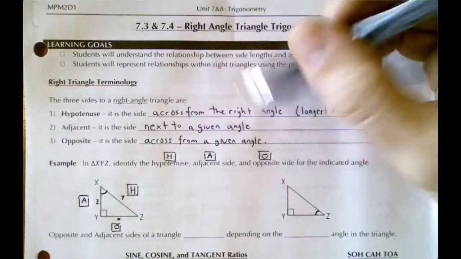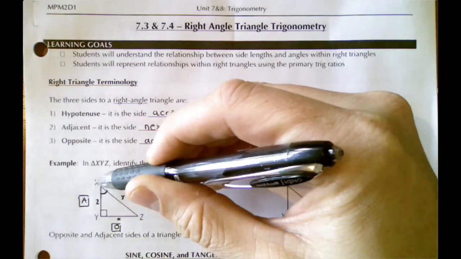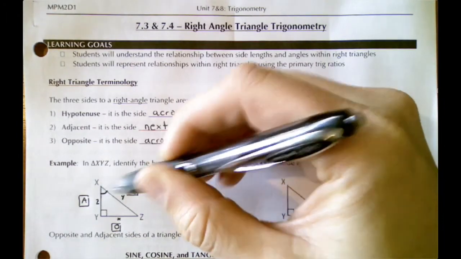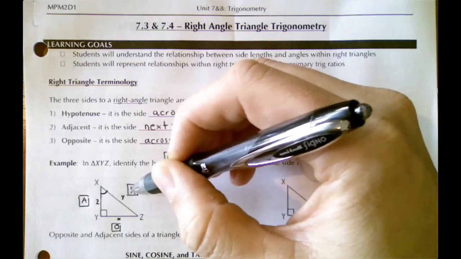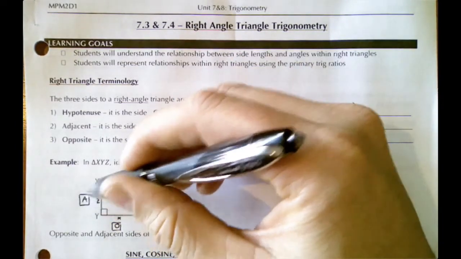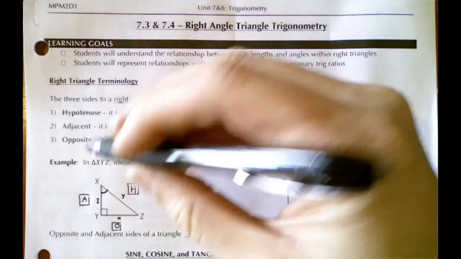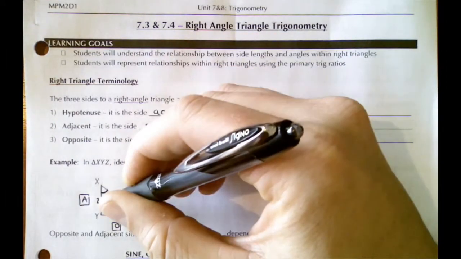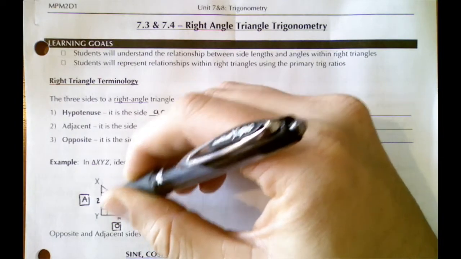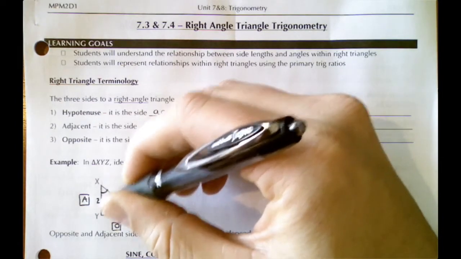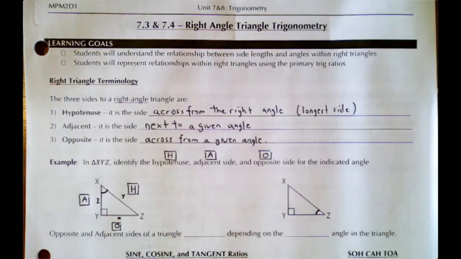Now, adjacent means next to. It's next to a given angle. And if we look, we have angle X, the angle we're talking about. There's 2 sides that are next to it. One's the hypotenuse, so that can't be the adjacent, which makes this side the adjacent. You can always tell the adjacent as well, because the adjacent will always be the side that's touching both the 90 and the angle we're talking about. So we have the angle we're talking about X, we have the 90, this side's touching both, that's our adjacent.